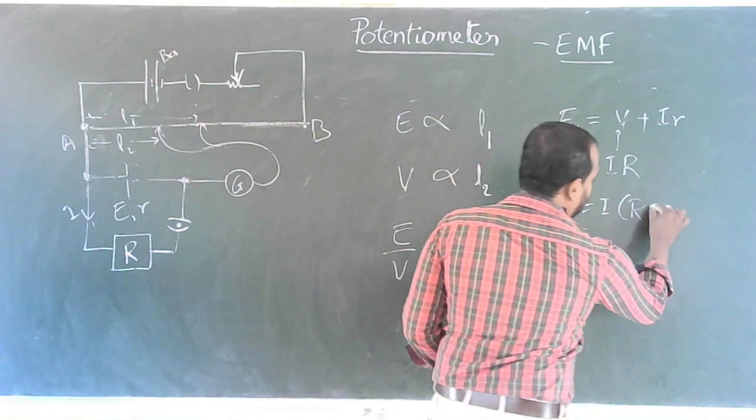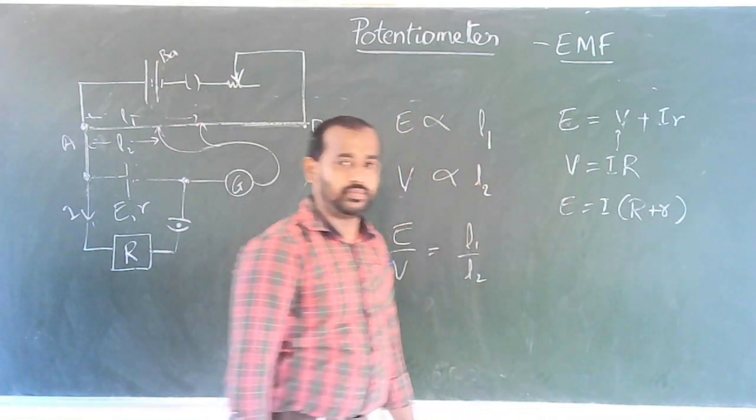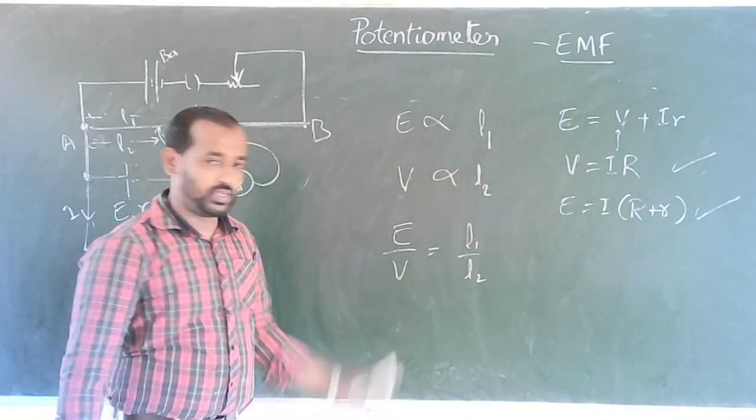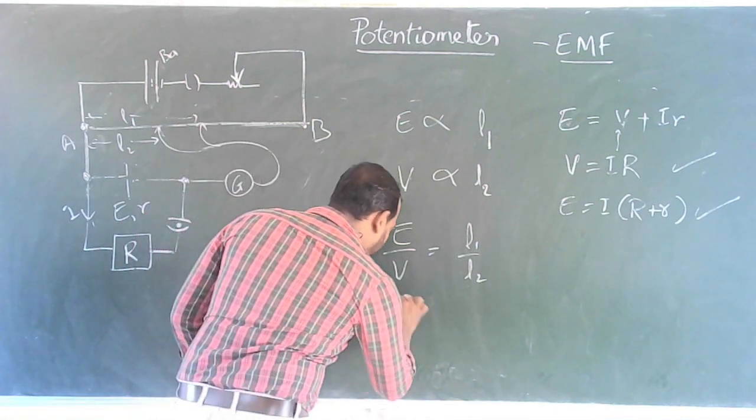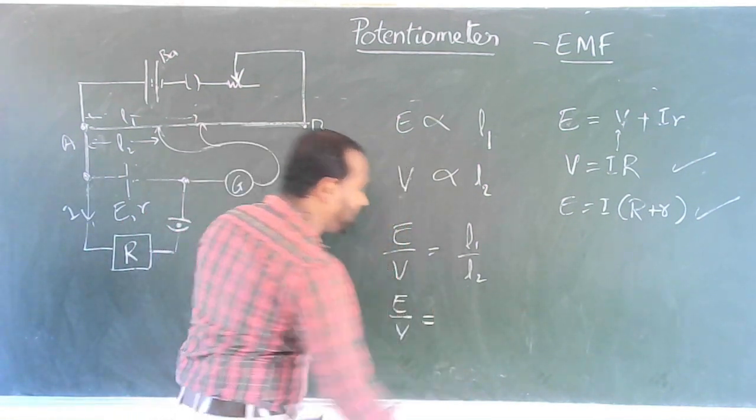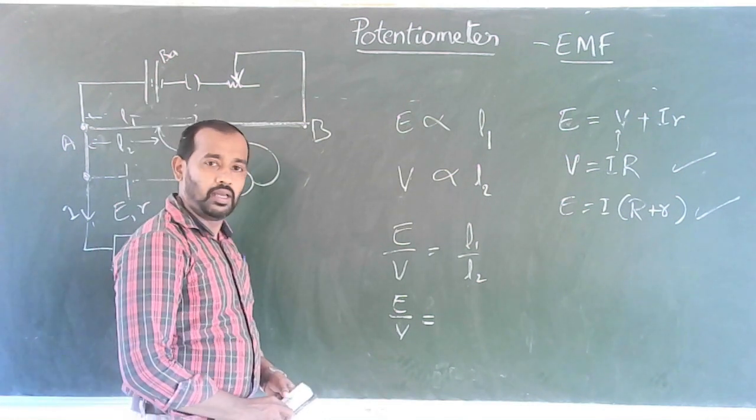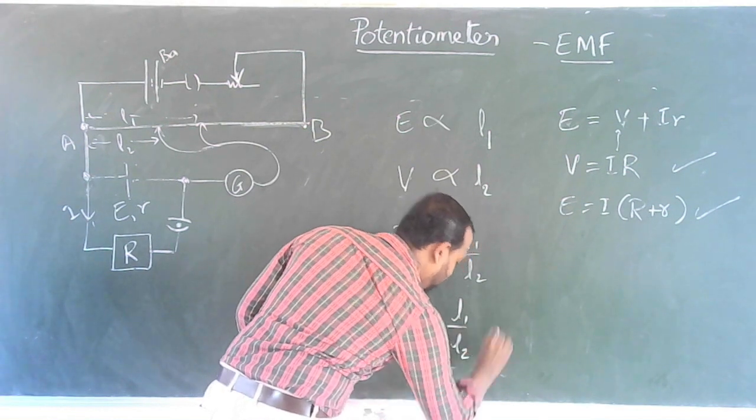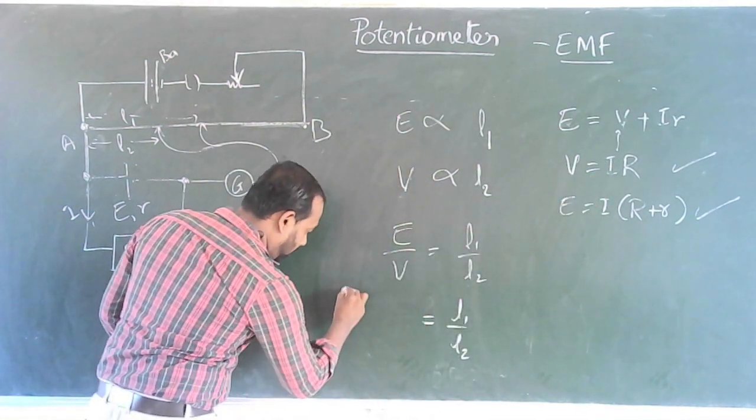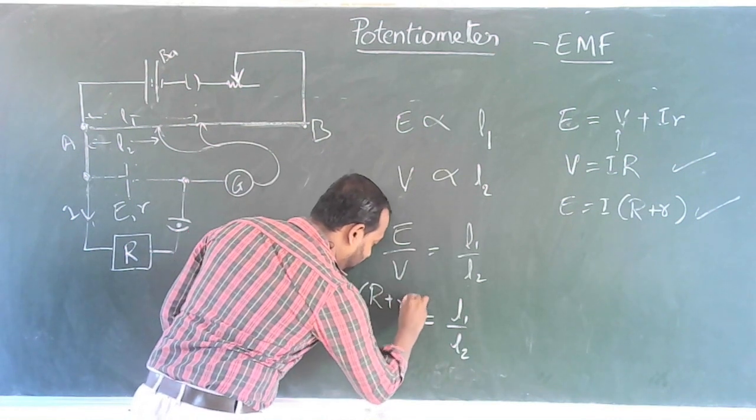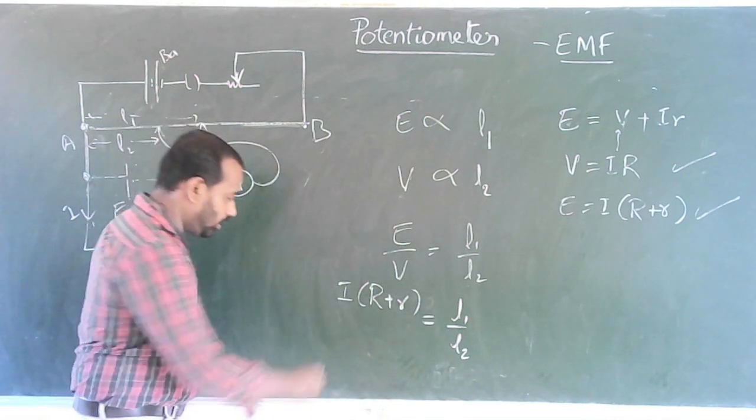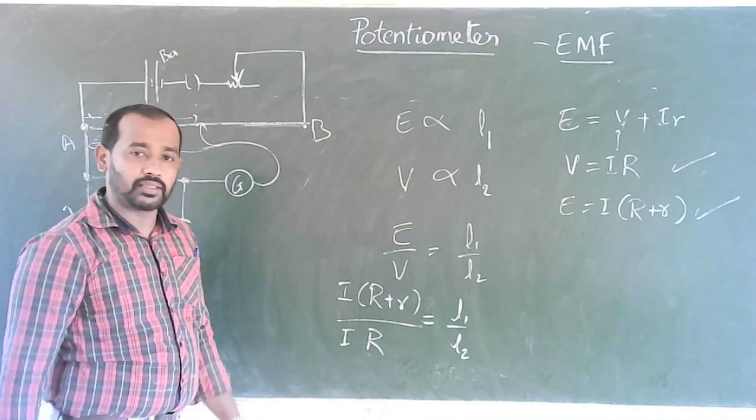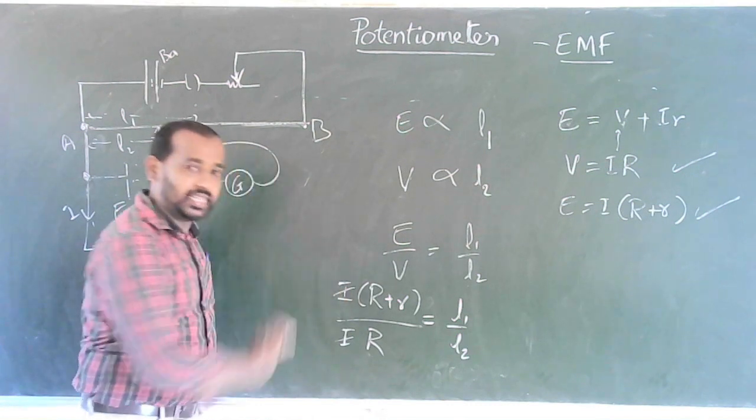I(R plus small r). Now we are going to substitute the values of V and E in this equation. So E divided by V should be equal to how much? If you substitute the values of E and V, it will be equal to L1 by L2. Substitute the value of E equal to I into (R plus small r), divided by V, which is equal to I into R. So I and I get cancelled.